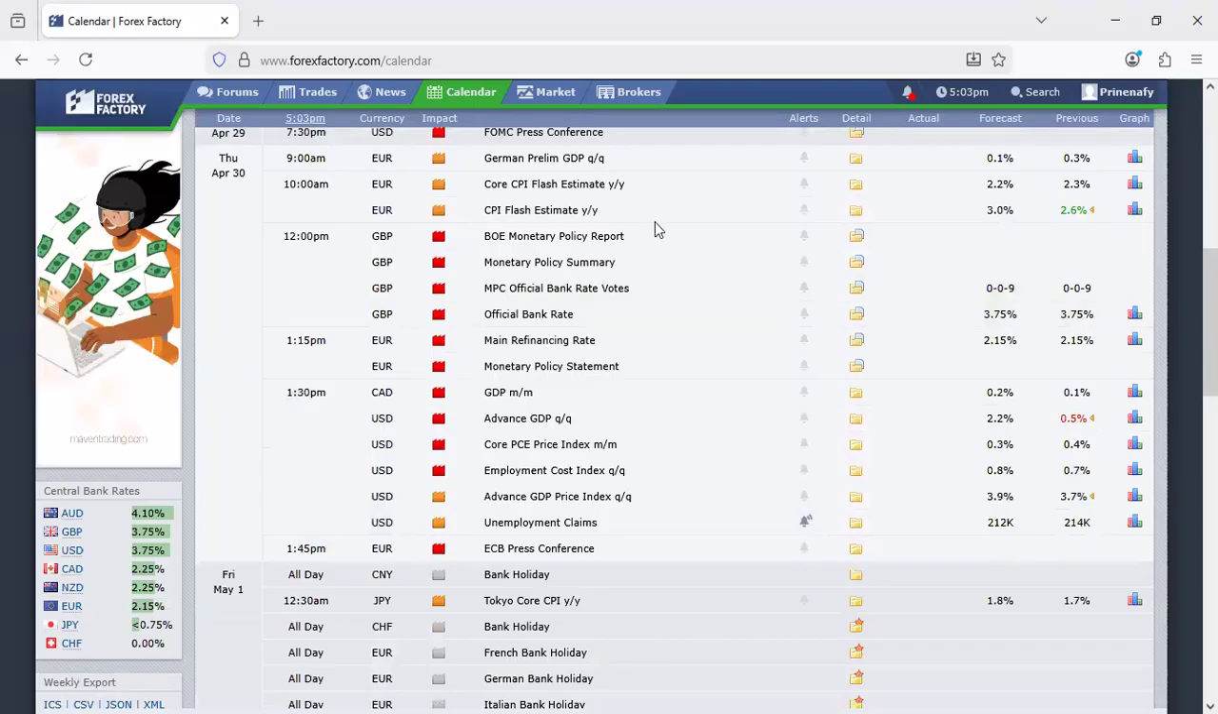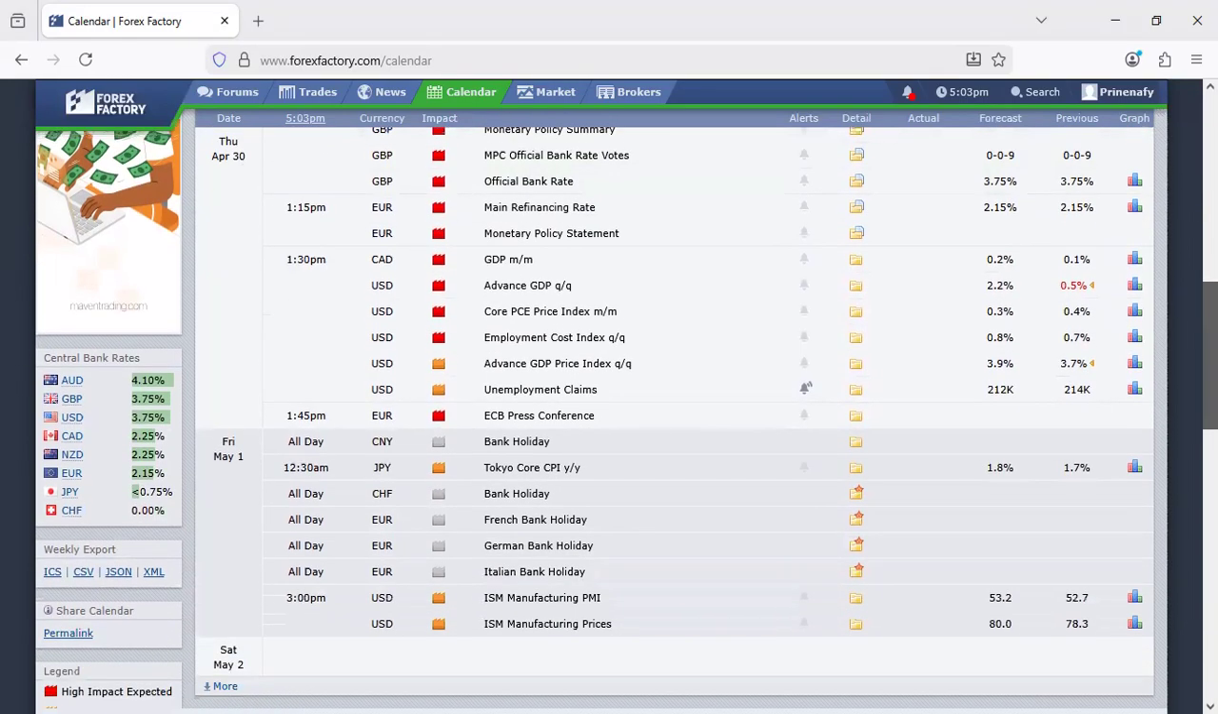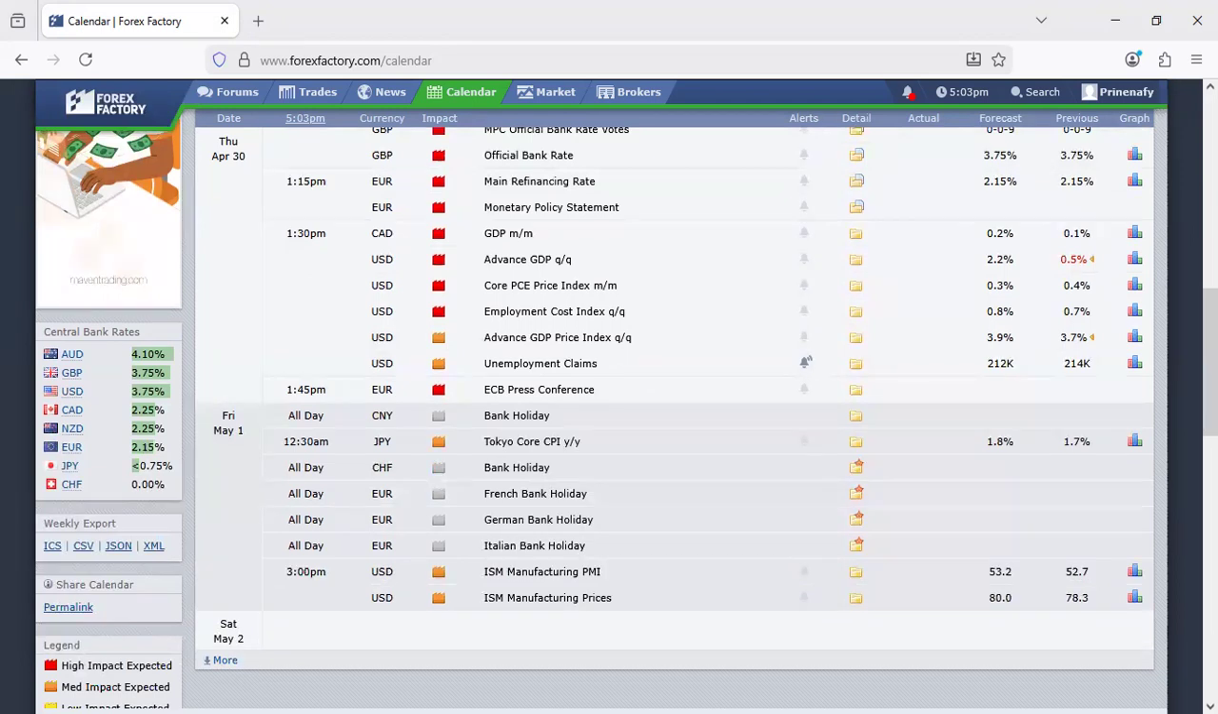Then on Thursday, there are also high impact news on the GBP and the Euro. So you can just go through the charts to see the days of those high impact news and know when to stay away from the chart. Then on Friday, there is a bank holiday. That is the workers' day for different pairs.